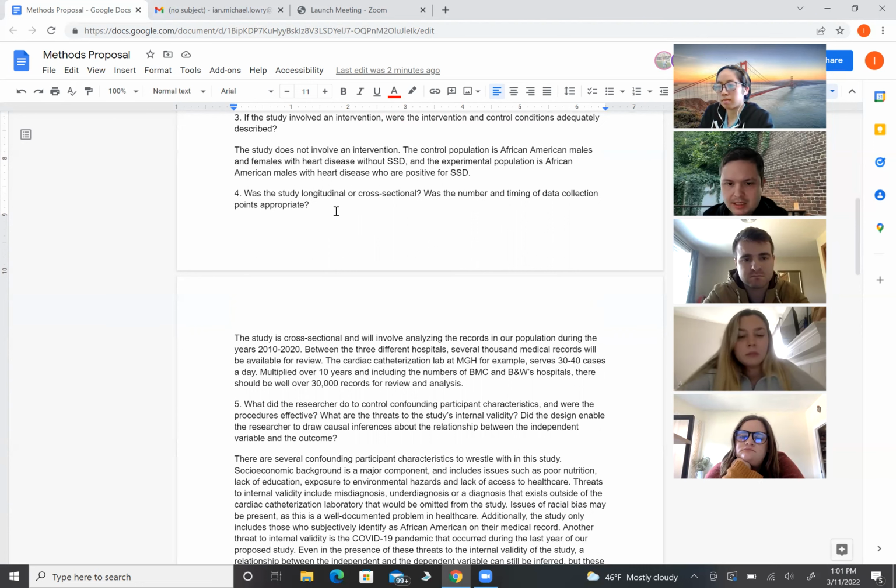So the study is cross-sectional and will involve analyzing the records in our population during the years 2010 to 2020 from the 3 different hospitals. It's kind of repeating what was stated earlier. But just from my clinical experience, I went down to the cath lab at MGH and asked some of the nurses down there, looking at the schedule. They serve about 30 to 40 cases a day. So, 365 days a year across 3 different institutions.